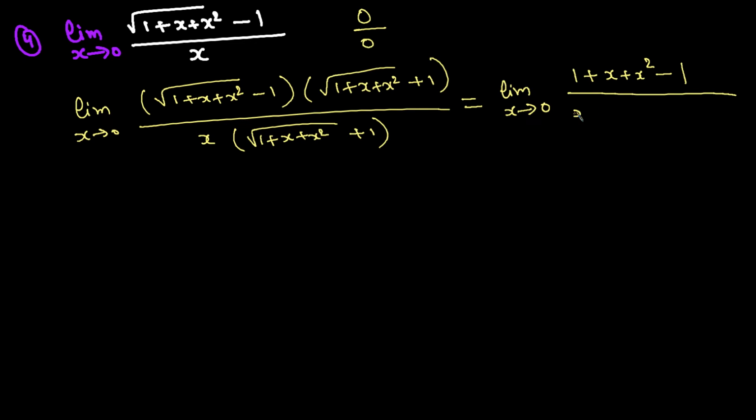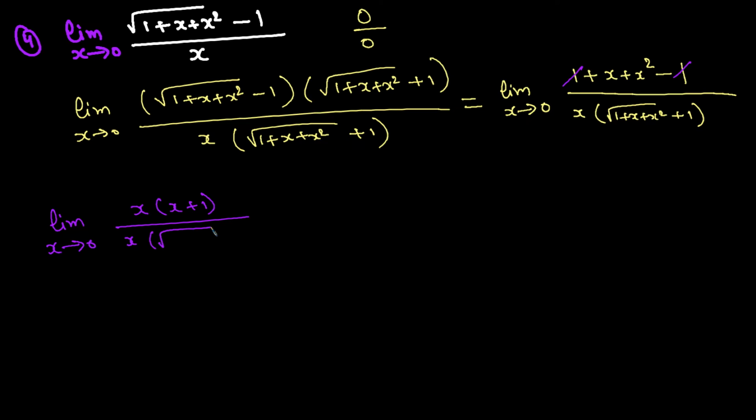Okay, so in the denominator I got x into root of 1 plus x square plus 1. Therefore, we got the limit as x approaches 0. The 1 cancels out. I'm going to take x as a common factor out here, so I'm left with x into x plus 1, because when I distribute, I'll get x plus x squared back. So let me write down everything together.